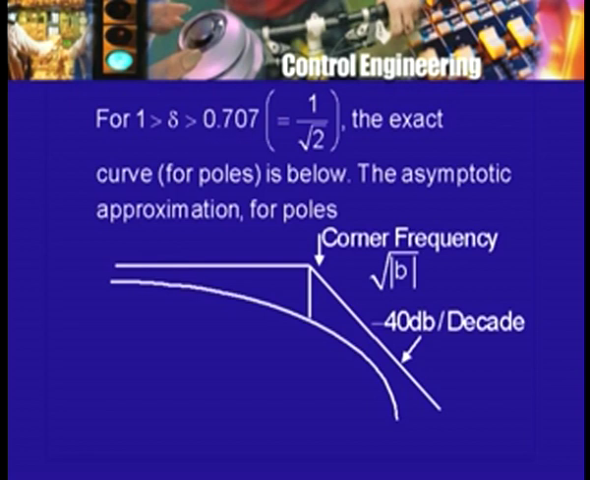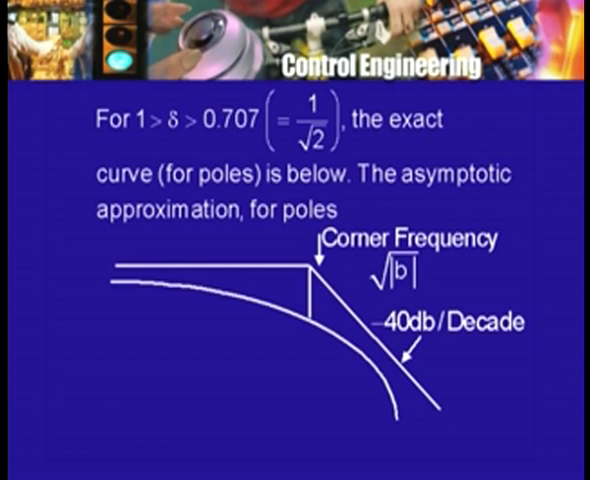In that case, the exact variation lies, in the case of a pair of poles, and this is what I have shown here for a pair of poles, because the slope here is minus 40 dB per decade, the exact curve lies below the approximate 2-part curve. So, the exact curve lies somewhat like this. And what the error here is, you can find out. The error here is not very large.